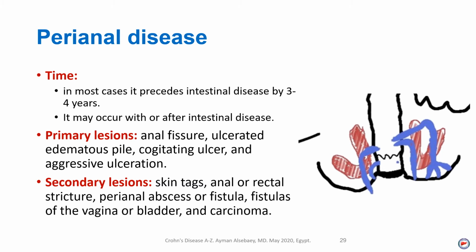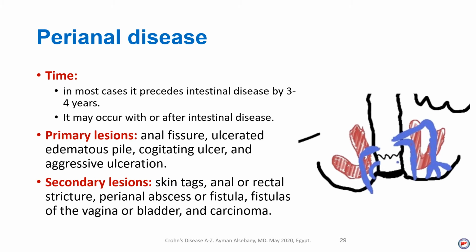Perianal disease. Perianal disease is a very important point in Crohn's disease. The map of treatment of any patient with Crohn's disease will differ if he has perianal disease or not. If the patient has perianal disease, we will have another road map, and if he does not have perianal disease, he will have another plan of treatment. So it is very important.